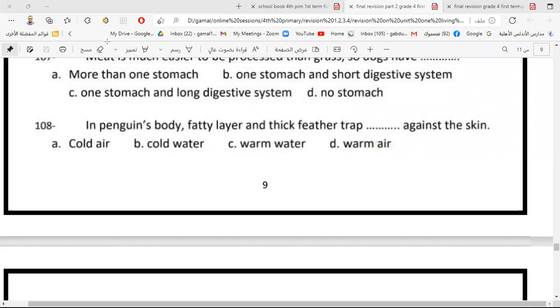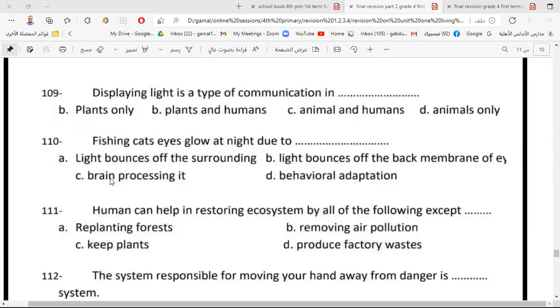Let's go to number 110. Read. A fishing cat's eyes displaying light is a type of communication in: plants only, plants and humans, animals and humans, animals only. Display light is a way of communication. Who can communicate with light? Is it animals only? Animals and humans?